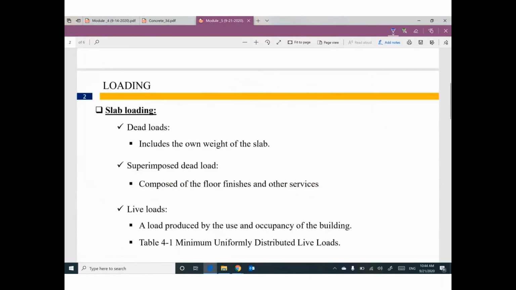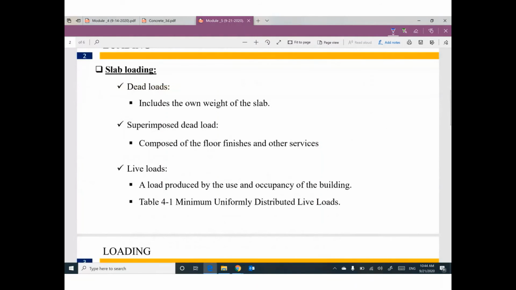Just to start, for any slab, any floor, please look around you right now in your apartment or in your building. What do you see around you? You will figure out that we have types of load. We have something called dead load, something called superimposed dead load, and something called live load. Let me explain it a little bit.